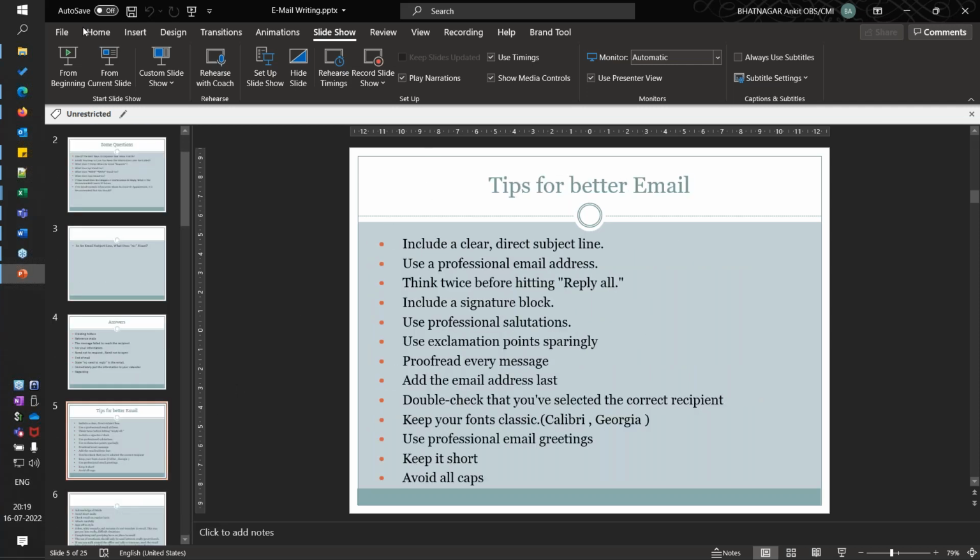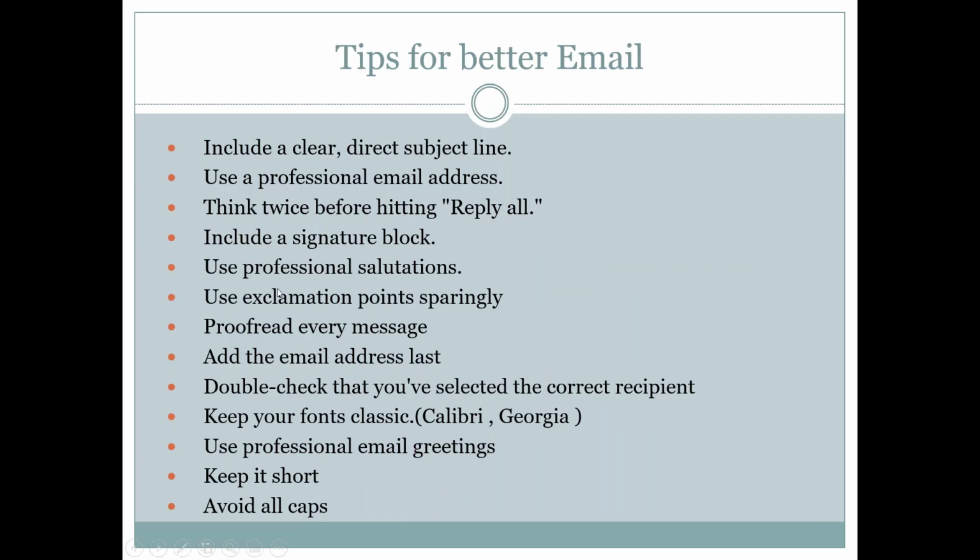Now, these are a few better tips for email writing. The first tip is to include a clear, direct subject line. Your subject should be crisp and clear. Whenever you write a mail, your subject decides whether this mail should be opened or not. I'll give you one example: tomorrow you will apply for internships and for jobs.